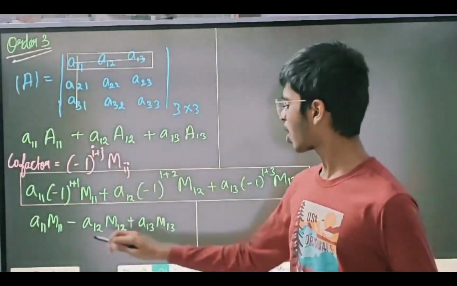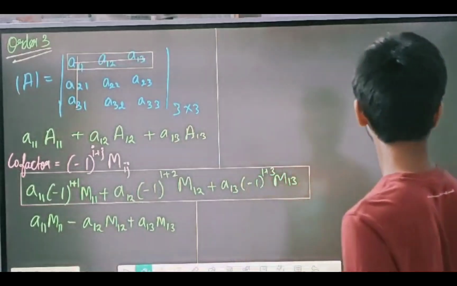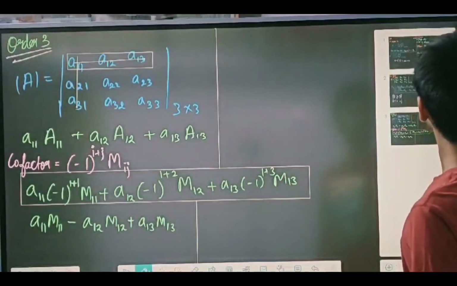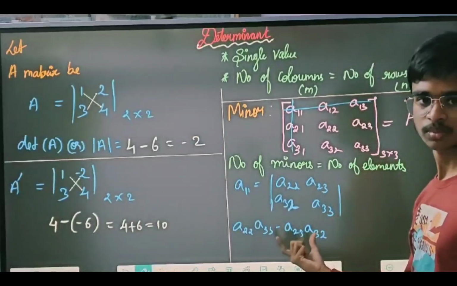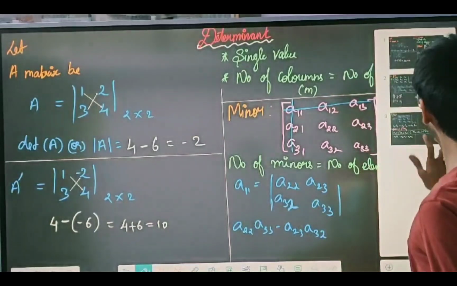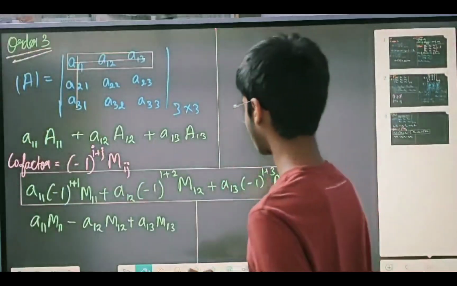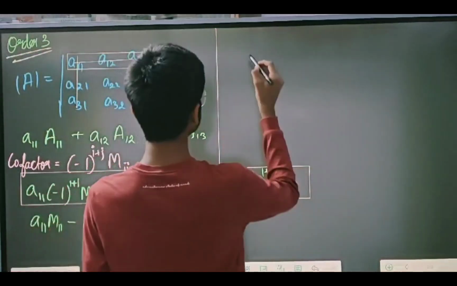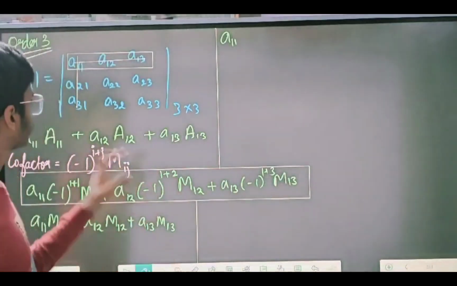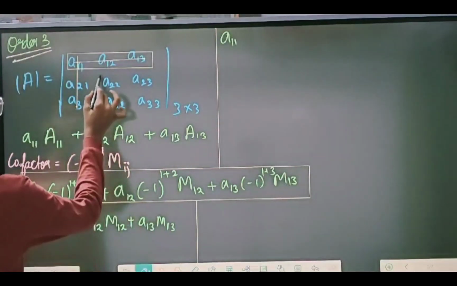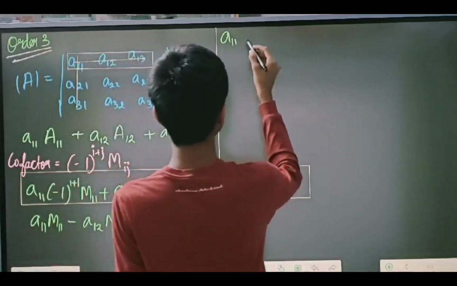So I've got this equation now. Now the minor, what is a minor? Here I've even given it. See, this is what the minor is. I'm going to write in this format. So that means a11 and minor 11. For this element, what is going to be its minor? These 4 elements are going to be its minor.